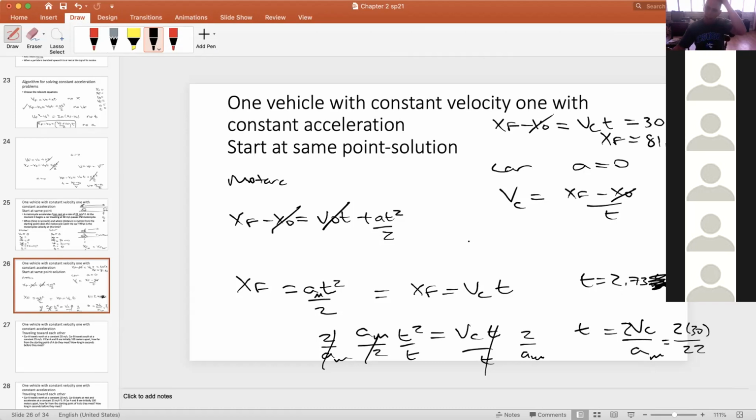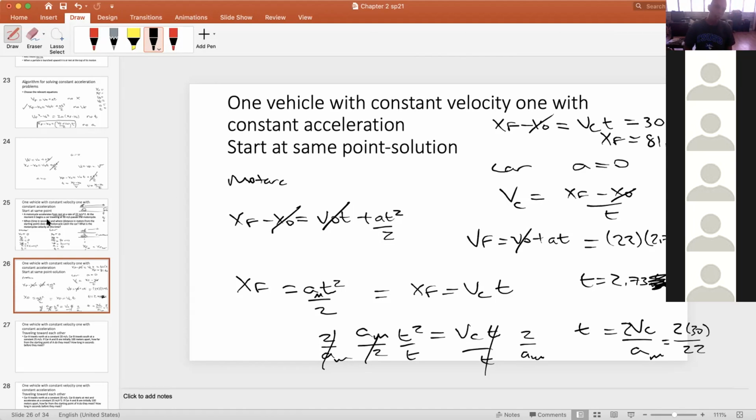The last thing that I can do is for the motorcycle, because V final is equal to V initial plus AT. And this was 0 because it started at rest. And this was 22 meters per second times 2.73. The motorcycle will be doing 16 meters per second when they pass each other, well, when it passes the car.